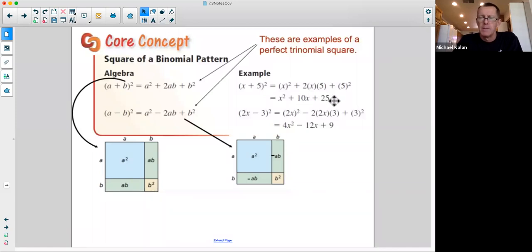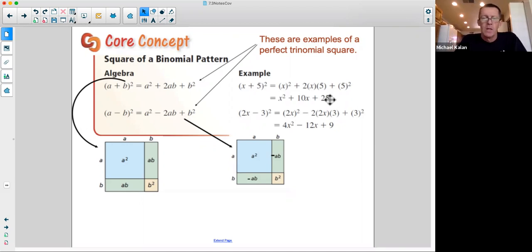Again, think about if you foiled this out and just wrote it as x plus 5 times x plus 5. x times x would be the first. That gets me the x squared. Outside would be x times positive 5, which is 5x. Inside would be positive 5 times x, which is another positive 5x. So positive 5x and positive 5x makes 10x. And then the last term squared, the last would have been 5 times 5 is 25.